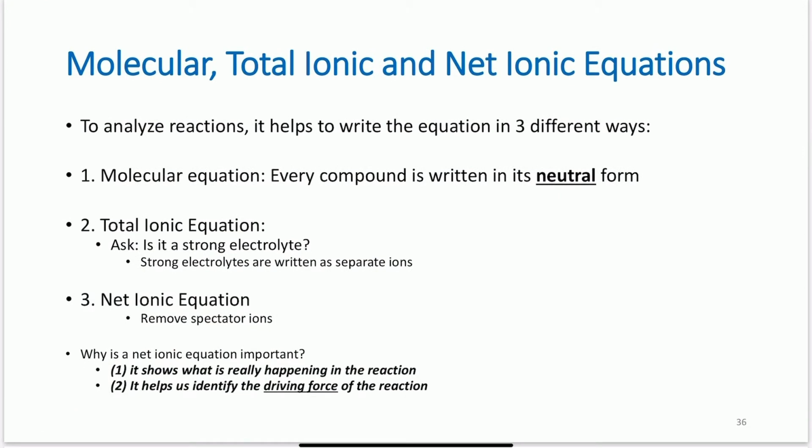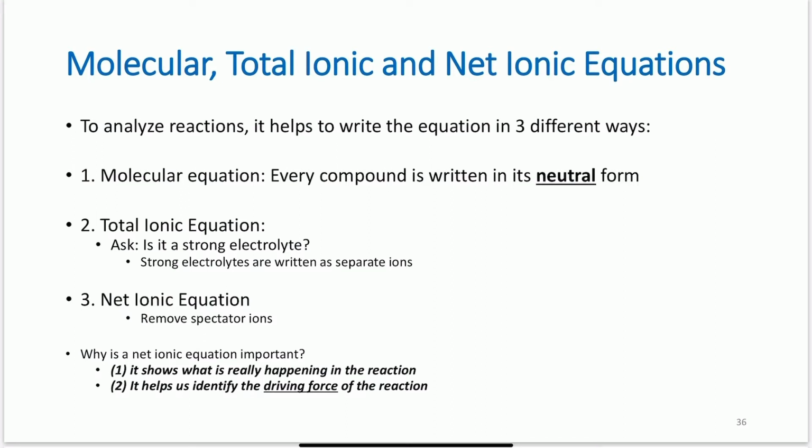So the next thing we want to cover is molecular, total ionic, and net ionic equations. There are three different ways we can write equations. So far, we've been writing molecular equations. A molecular equation is where every compound is written in its neutral form. This is the most common way. This is the way you were taught in Chapter 4, and honestly, this is the way you're going to write them the bulk of the time.